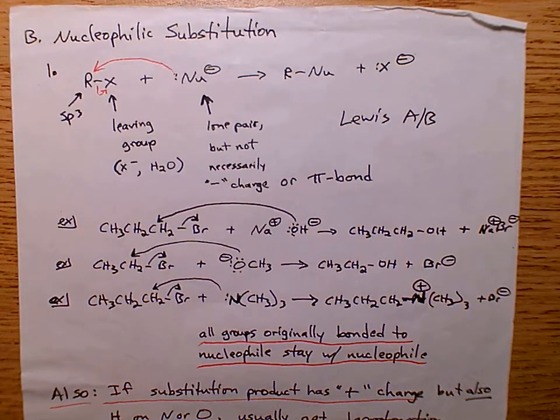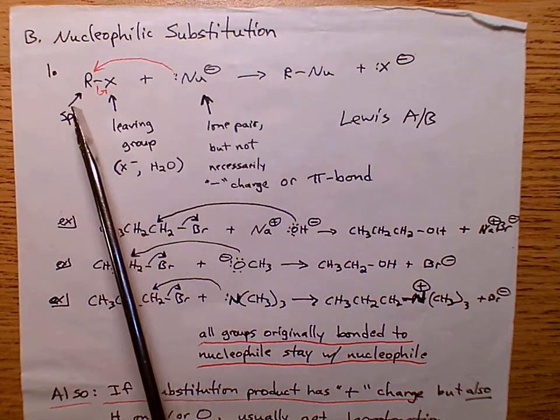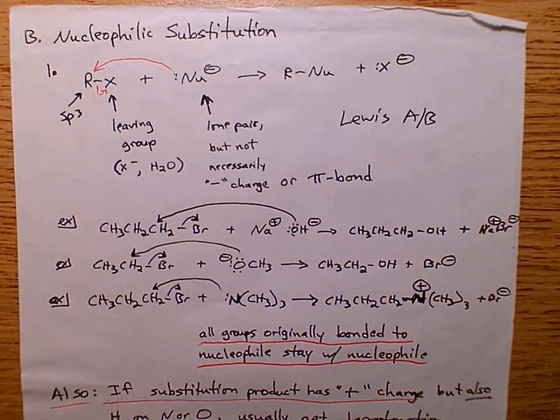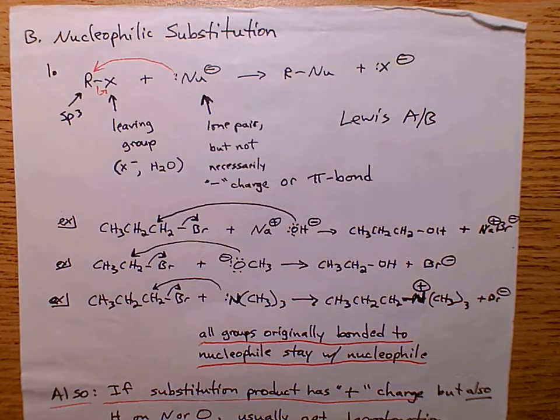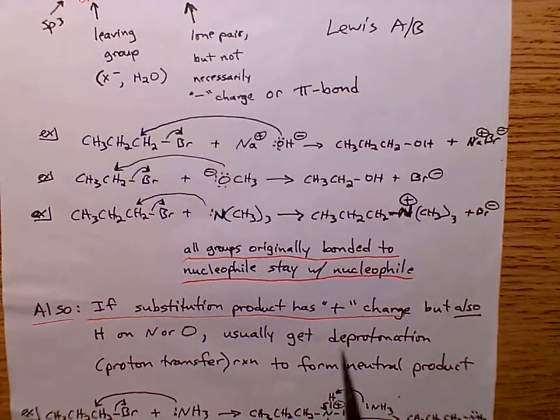Okay. Note, they are not Bronsted acid-base because there's no protons involved at this point. This is just a nucleophile attacking a carbon. There's no protons being transferred, so these are not Bronsted acid-base. They are purely Lewis acid-base reactions. So here's some examples down here.